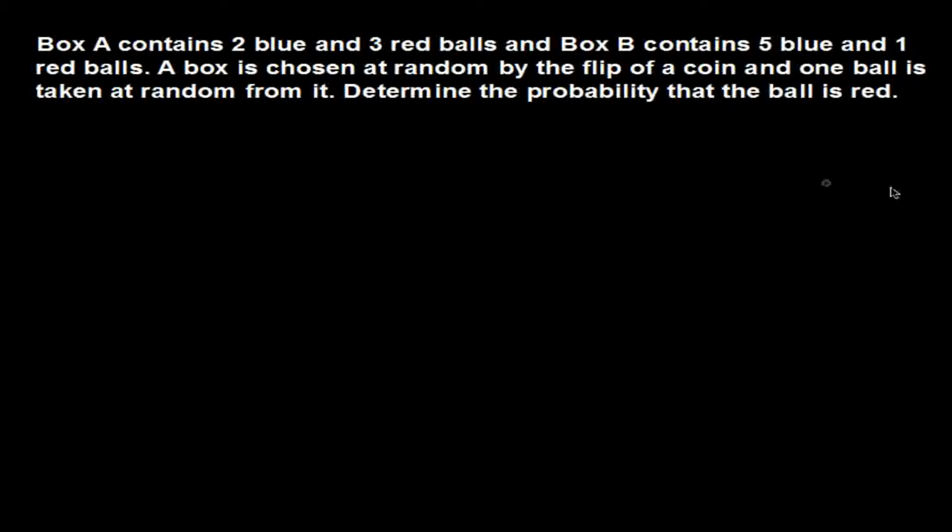So we have 2 boxes, but these 2 boxes we pick by a flip of a coin. When we flip a coin, we get either a head or a tail. So the head and the tail both have a half chance of being selected.